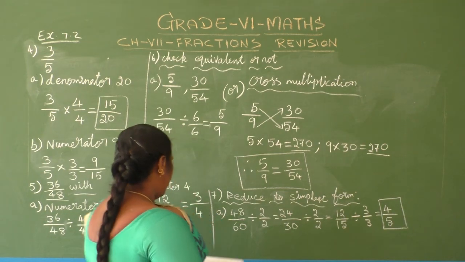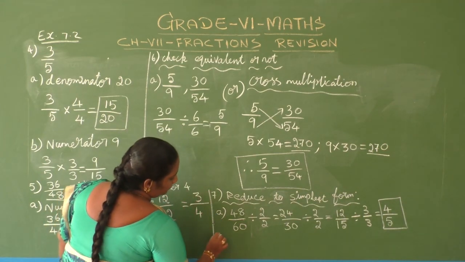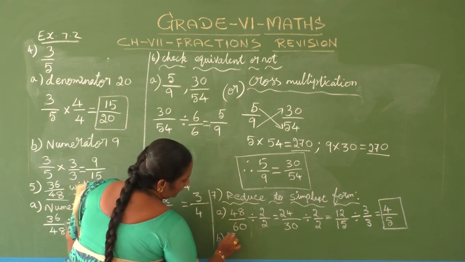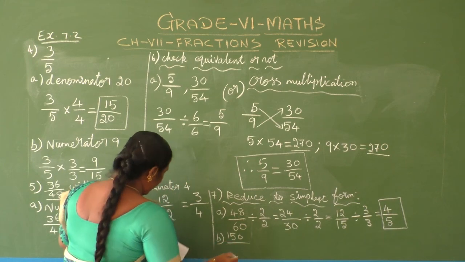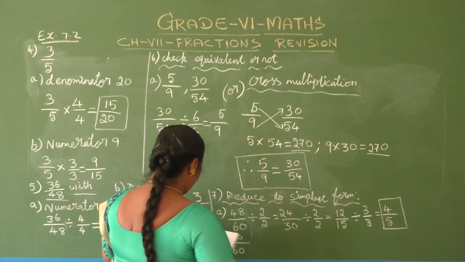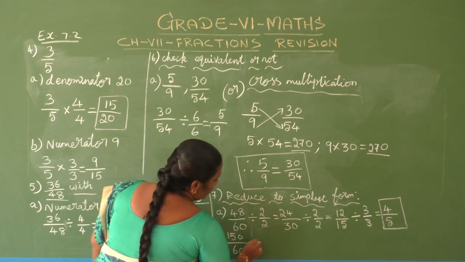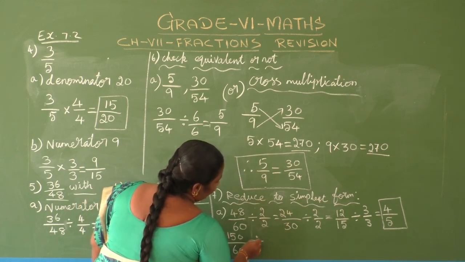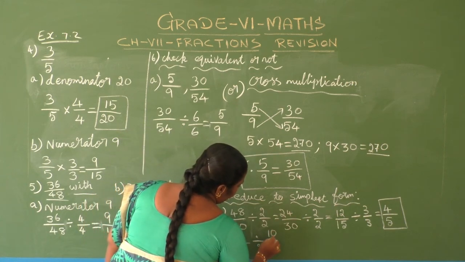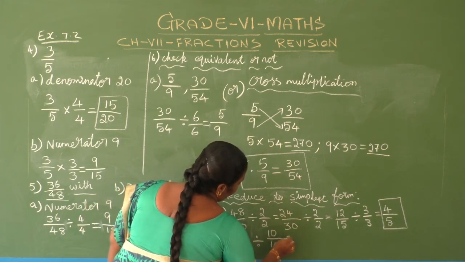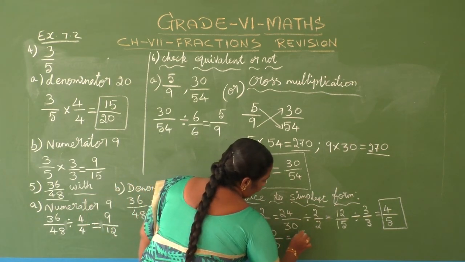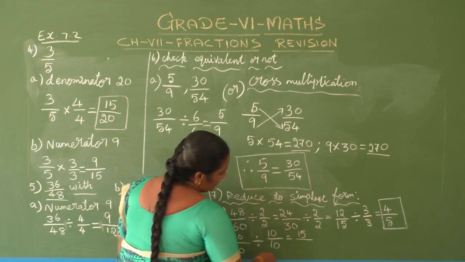Do you understand? Then one more sum, B1. 150 by 60. So both sides are even numbers. It's a big number, so that's why I am going to take the 10 table. 10 by 10. I am going to reduce by the 10 table. 10 by 10. So how many times is it in 150? 15 times it will come. 15 times 10 is 150. Here 6 times 10 is 60.